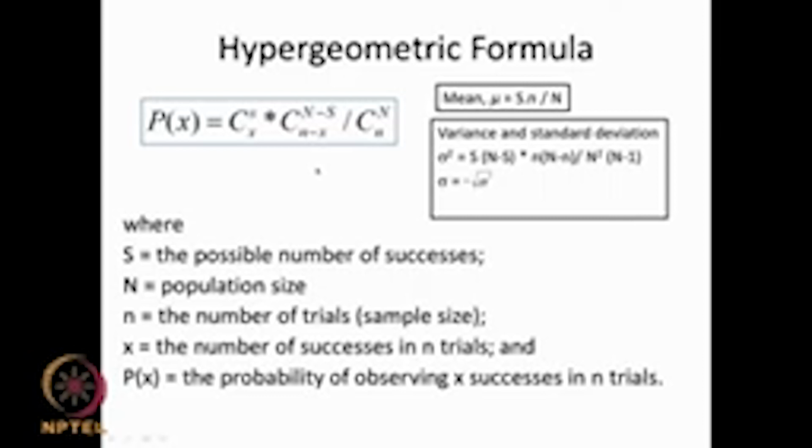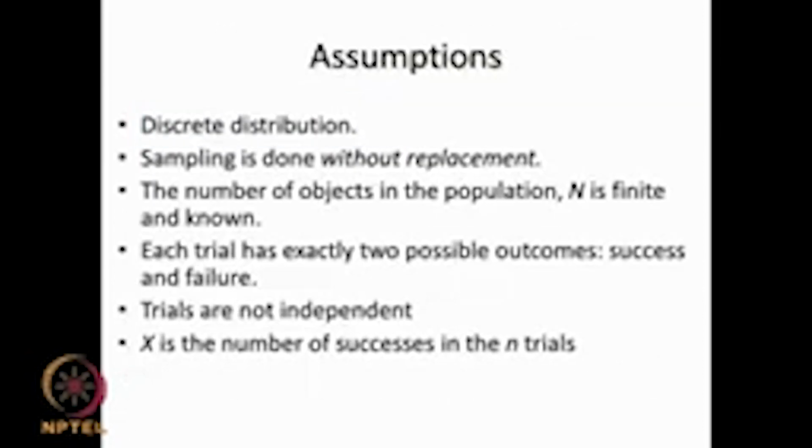So, as I said, here the sample size is reasonably close and comparable to the population, unlike the normal, okay. It is a discrete distribution because the sampling is done without replacement, okay. So, you take it out and there is no replacement. N is finite and known, each trial has exactly two possible outcomes, success or failure, okay. Suppose I pick up balls from a bag which may have black or white, okay. So, success, failure, black, white, yes, no. The trials are not independent, x is the number of successes in the n trials, okay.